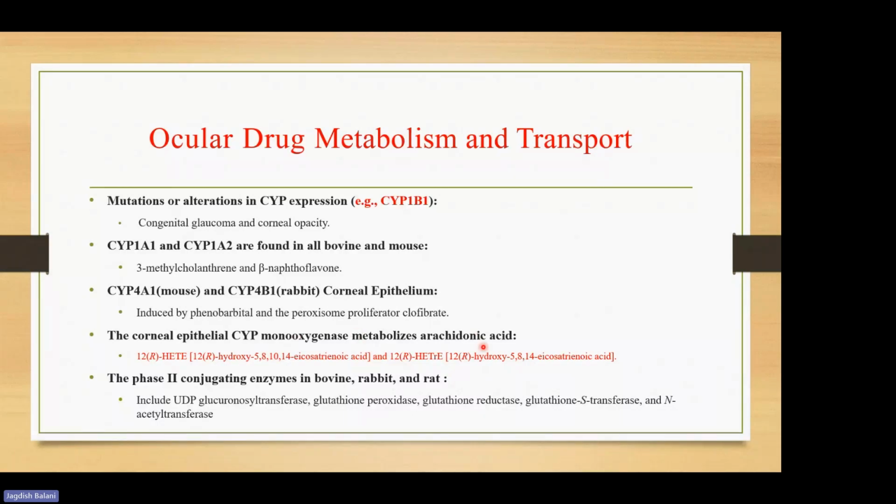Then the corneal epithelium CYP monooxygenase metabolizes arachidonic acid into two metabolites, like 12-hydroxy-5,8,14-eicosatrienoic acid and 5-hydroxy-eicosatetraenoic acid. These two metabolites react and induce changes in the corneal epithelium. Then phase 2 metabolism enzymes are also present in the eye, including the UDP-glucuronosyltransferases, which take part in the metabolism of different compounds.